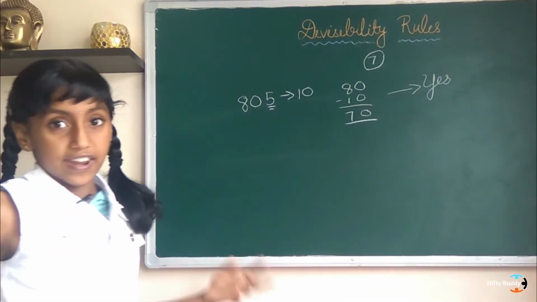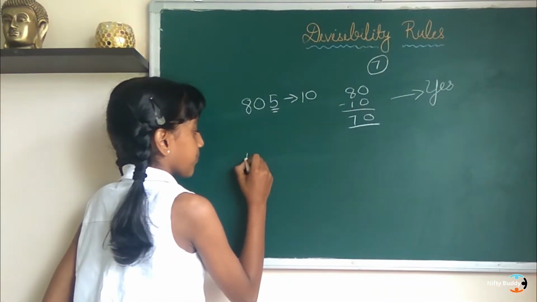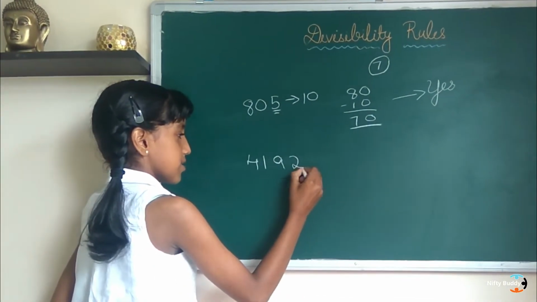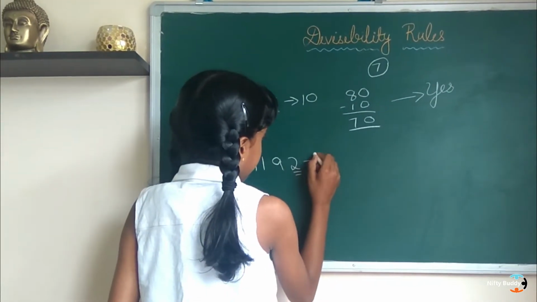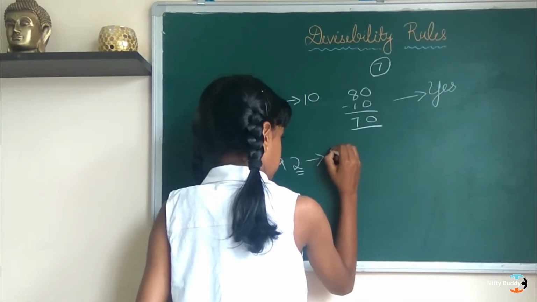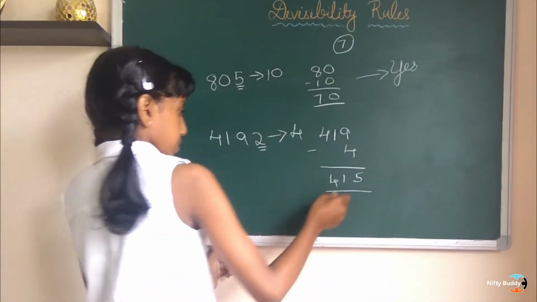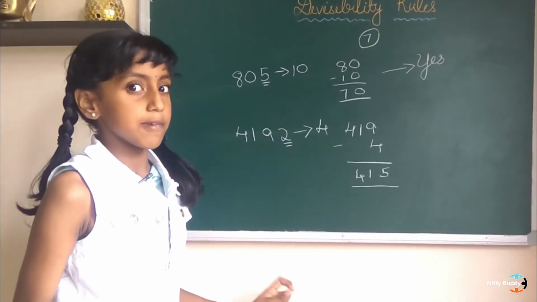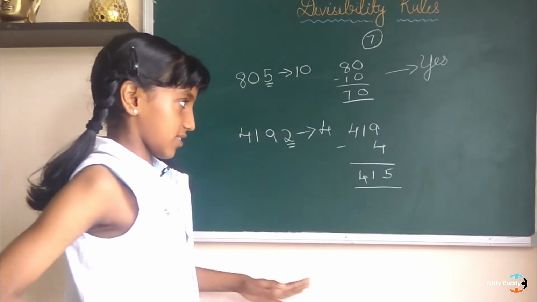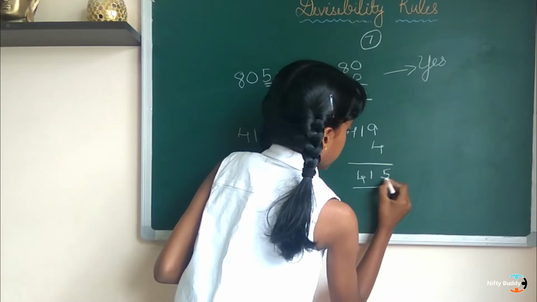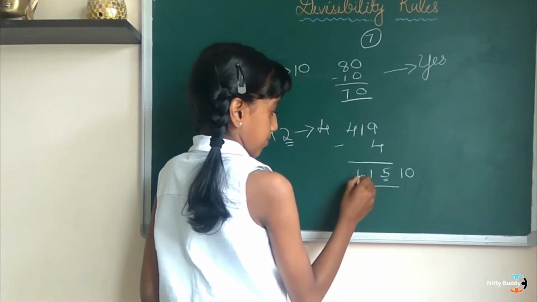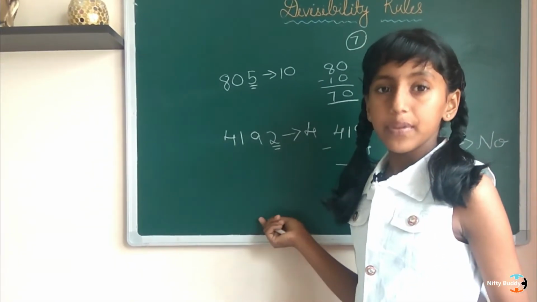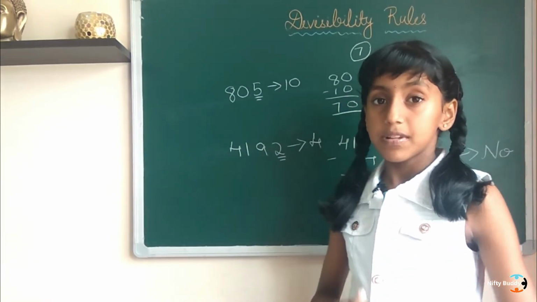Now let us look at the next example, which is 4192. Now let us double the last digit and make it into 4. So now I got this number, but I'm not sure whether it comes in the 7 table or not. So I'm going to repeat the steps again. Now I'm going to double this and make it into 10, and I'm going to subtract 10 from 41. So the number 4192 is not divisible by 7.